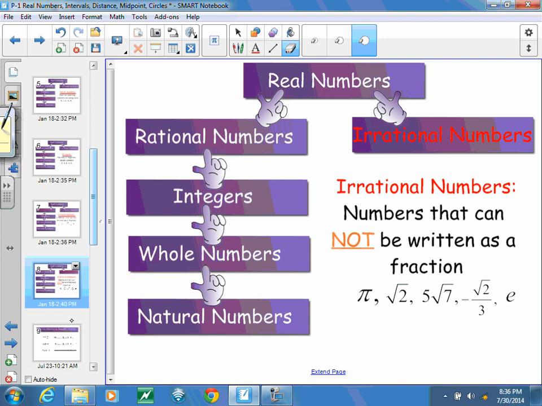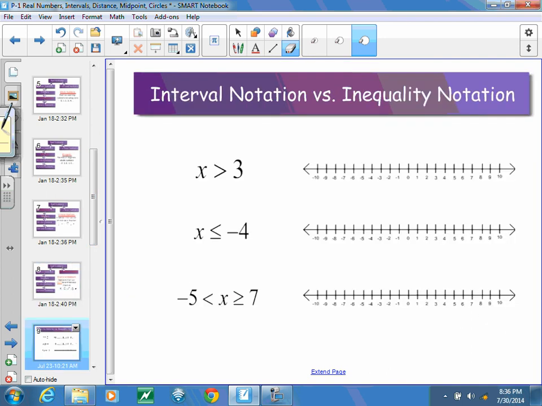Next thing that I want to review with you is interval notation and then our inequality notation. You are used to seeing everything written as inequalities.